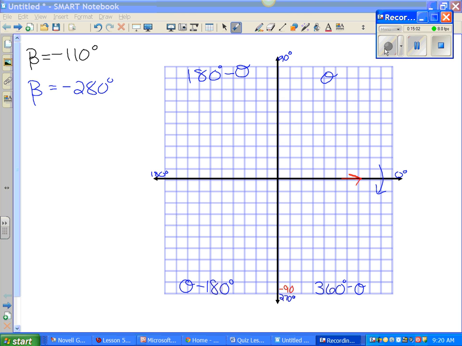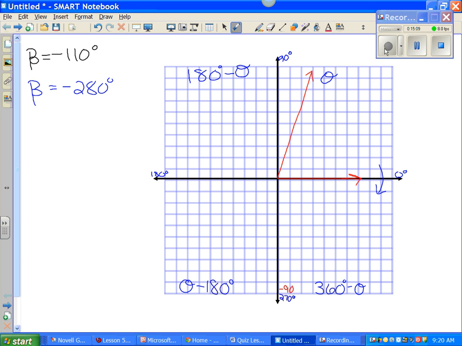Okay, so negative 280 falls in what quadrant? Yep, first quadrant. All right, 270, 280. It's going this way. Where's my reference angle? Yeah, to the right.